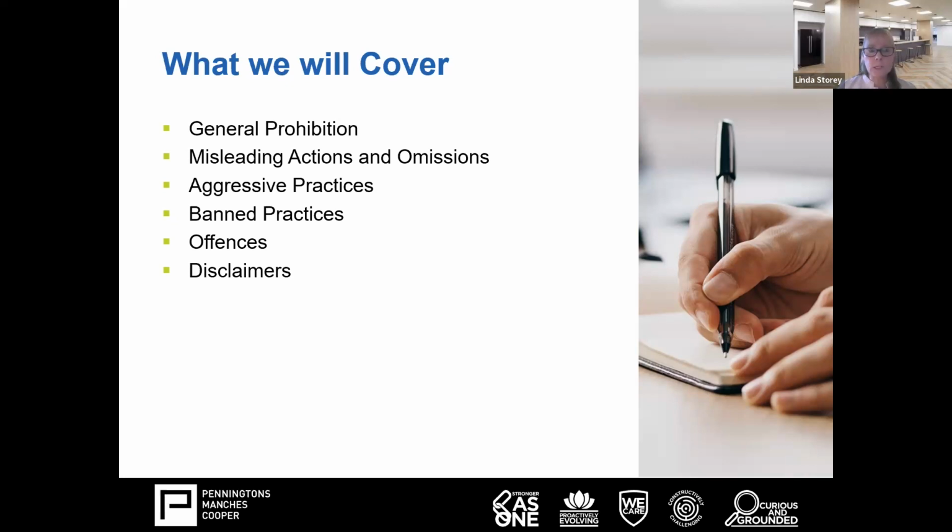On the slide there, you'll see a list of general prohibition, misleading actions and omissions, aggressive practices, banned practices. These are the core provisions of the CPRs, which we are going to have a look at. And then at the end, we're also going to have a look at the offences, how it works, and use of disclaimers. An effective use of disclaimers is important.